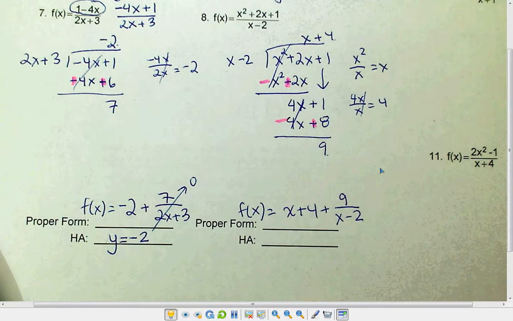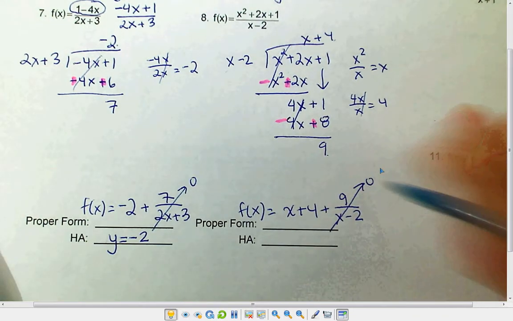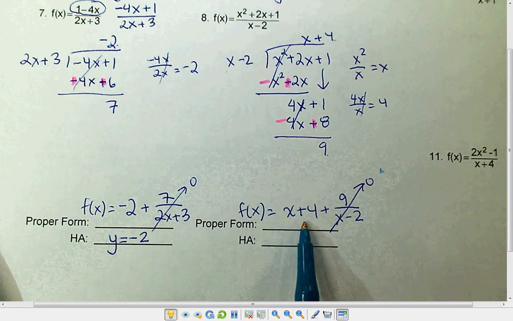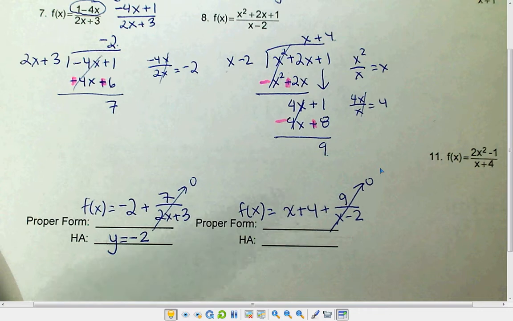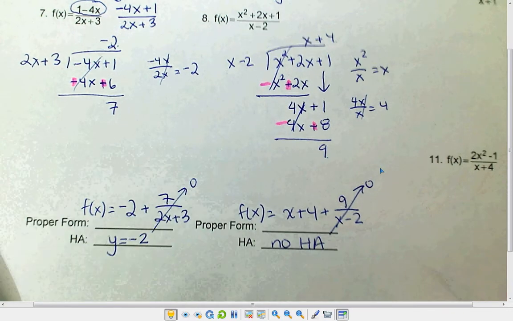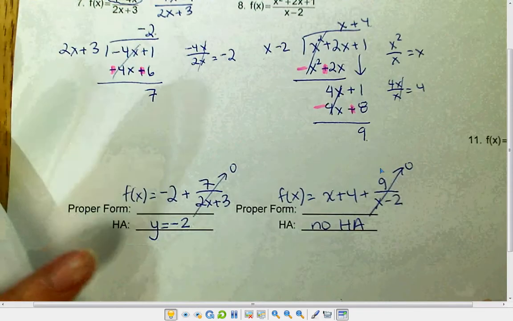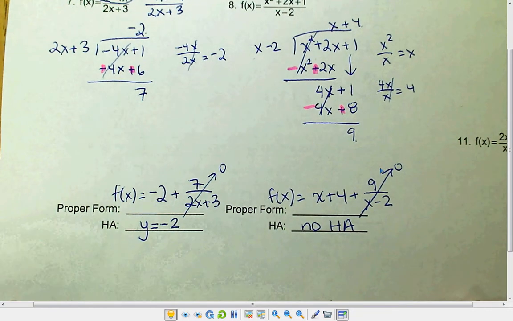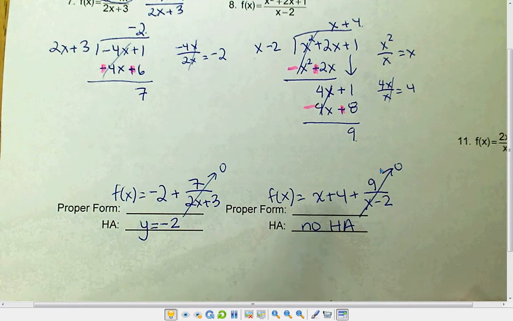So just like before, the fraction part goes to 0. But what am I left with here? I'm left with x plus 4. Is this a number? No, it's not. You have an x in there. It's not just one number. So we're not going to have a horizontal asymptote at all, because it doesn't leave us with a number. It leaves us with x. Right, and so we know x is going to go to infinity. So no horizontal asymptote if it leaves you with not a number.